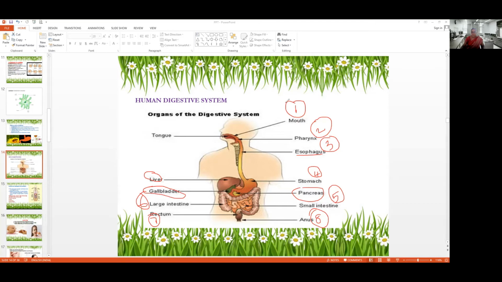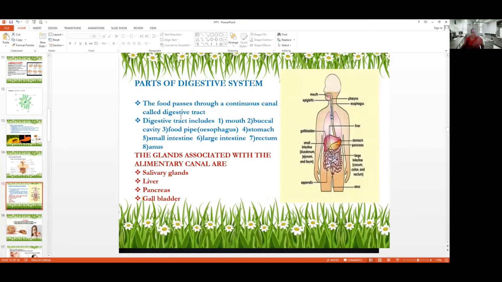Okay, so next, as I already told you, the parts of the digestive system include mouth, buccal cavity, throat, food pipe, stomach, small intestine, large intestine, rectum, and anus. What are the glands which are associated with the alimentary canal? What do you mean by alimentary canal? The other name of the digestive system or digestive tract is alimentary canal. Or we can say that the parts from the mouth to the anus all together are called the alimentary canal.